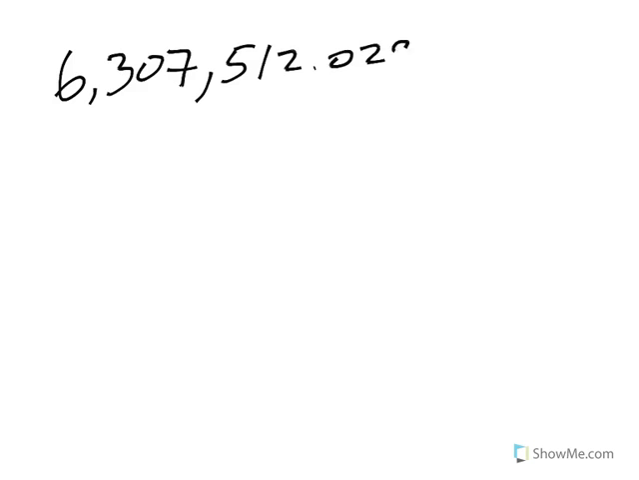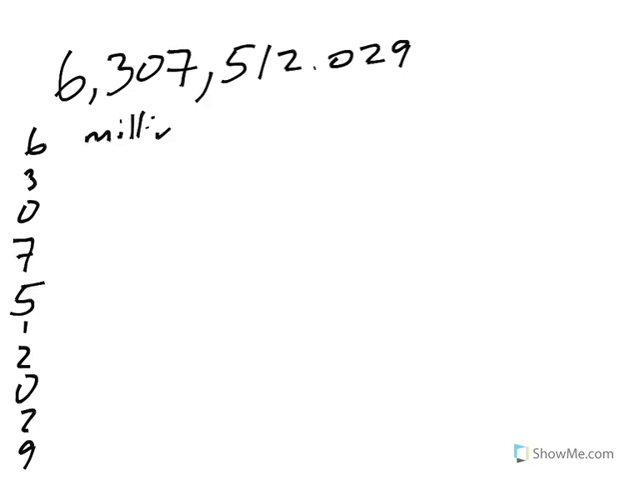It's the last example, and it's going to have a few more of the place values that we didn't have in the other smaller numbers. But let's see if I can even fit all of this. So we've got a 6, a 3, a 0, a 7, a 5, a 1, a 2, a 0, a 2, and a 9. And so the 6 is in the millions place.